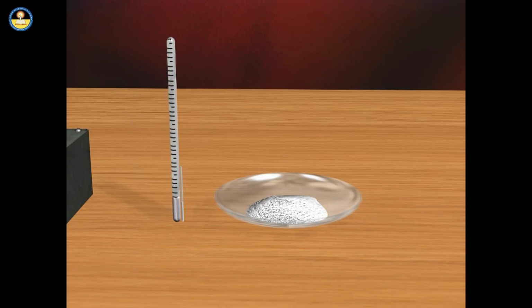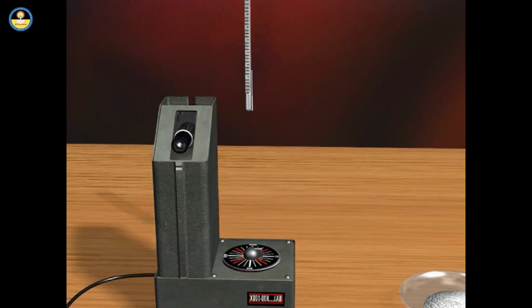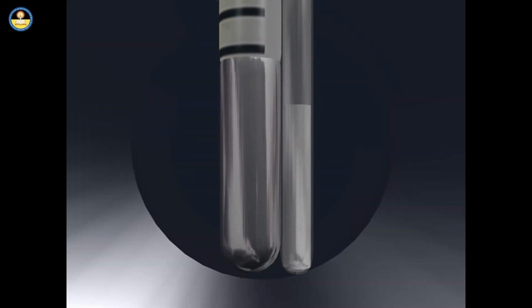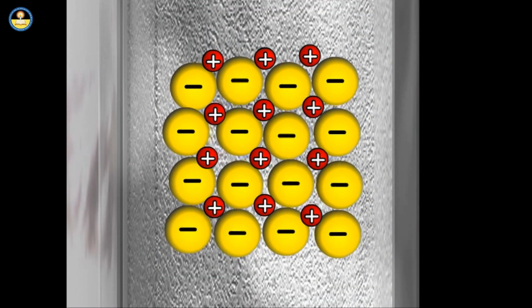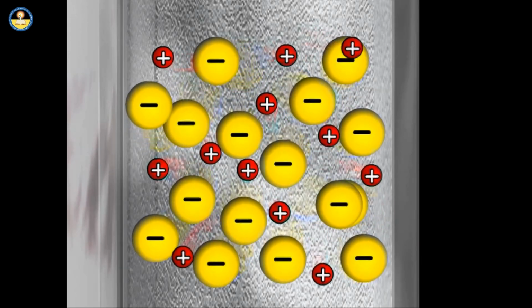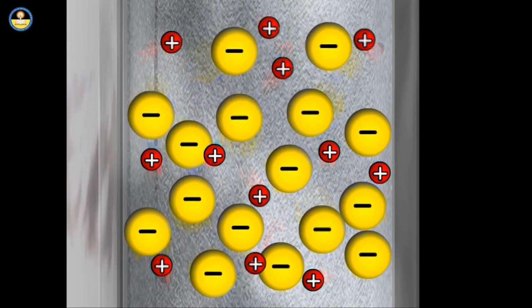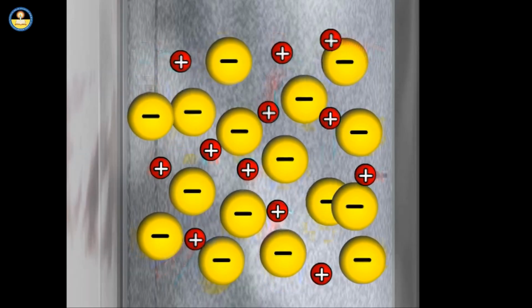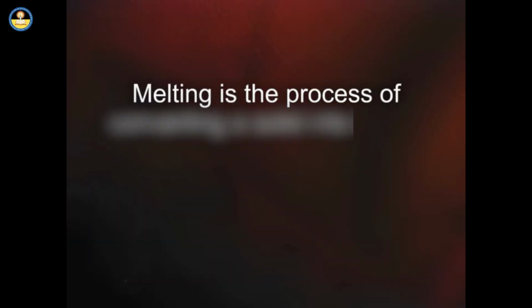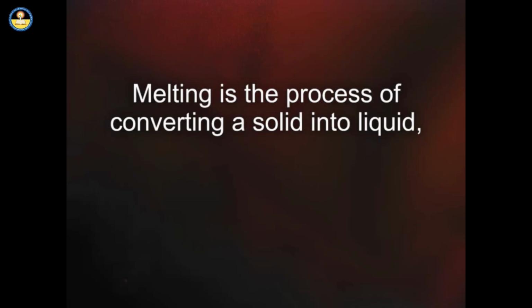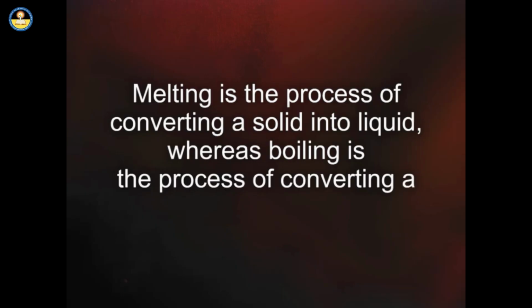It is stuck to the thermometer. The lower end of the capillary tube and thermometer are at the same level. Observe the capillary carefully and note the temperature at which the solid starts melting. Note the temperature when the solid completely melts. Heat energy melts the sodium chloride. Melting is the process of converting a solid into liquid, whereas boiling is the process of converting a liquid into gas.